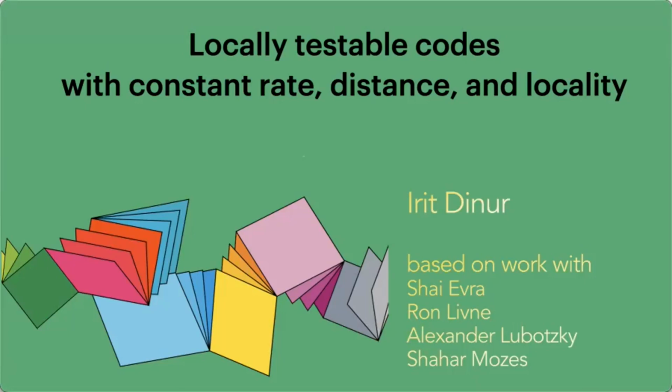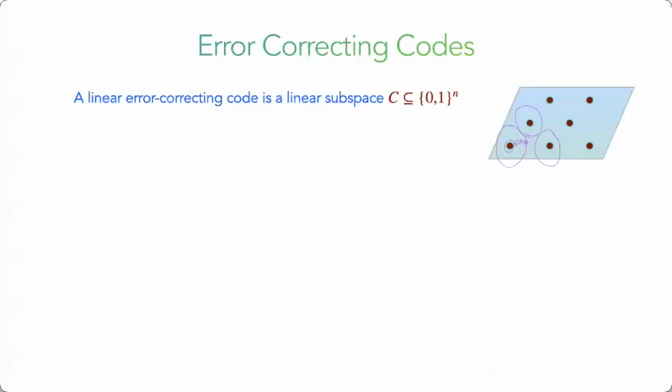We'll see. All right, so I'm talking about something called a locally testable code. It's an error correcting code with an extra property, and this is based on joint work with friends of mine. All of them are mathematicians. Shai Evra, he was a postdoc at IAS when Andre and I were there together. He's now a young assistant professor here at the Hebrew University. And Ron Livne is a professor at the Hebrew University. Alex Lubotsky, he was back then at the Hebrew University, now he moved to Weizmann, and Shachar Moses also at the Hebrew University. Okay, so anyway, I'm going to talk about error correcting codes.